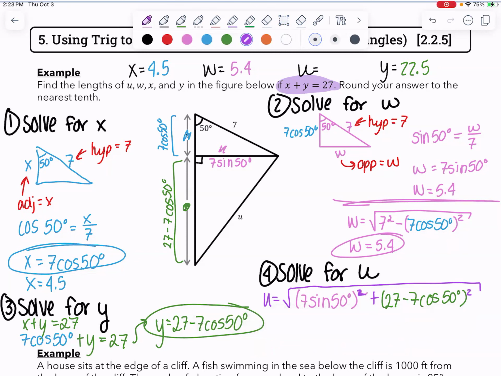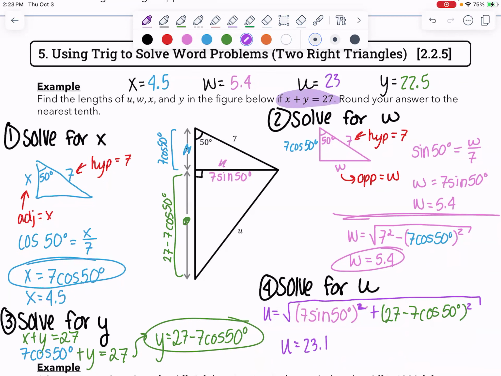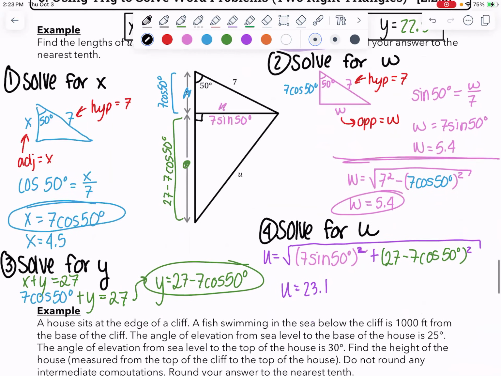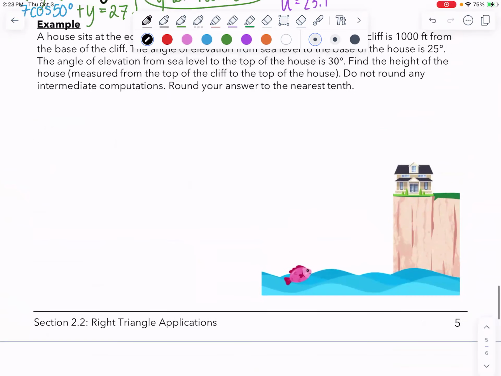If you plug these all in and all is right and just in the world, you'll get U equal to 23.1. 23.1. And there it is. There are all those values. Ta-da! All right. Let's go on to the next one. It's a little messy, but it's okay.